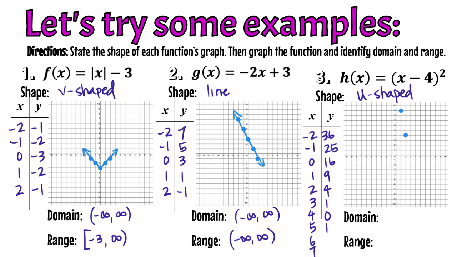So if I plug in 6, 6 minus 4 is 2. 2 squared is 4. And lastly, 7. h of 7 is 7 minus 4, which is 3. 3 squared is 9. So notice when I plot those points that we have a U-shaped graph. So let's go ahead and connect our points. And then don't forget to put arrows on the ends. And we have a U-shaped graph.